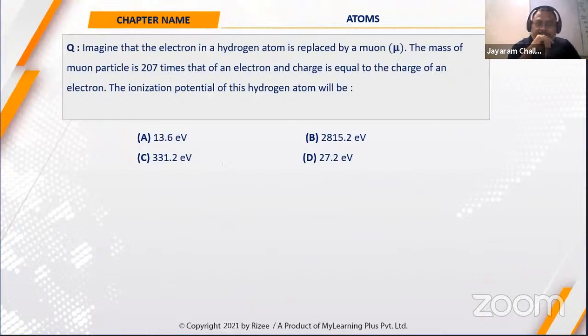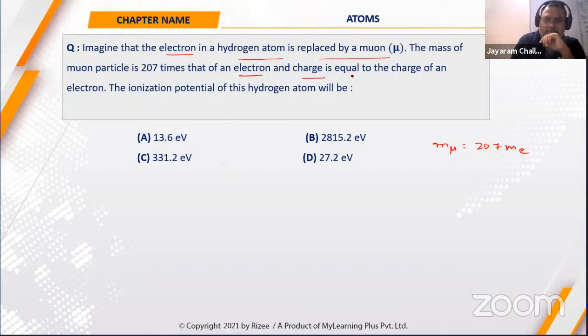Now, since it's in an orbit, fine. When we see this type of question, this is one of the important model questions that will be asked. Imagine an electron in a hydrogen atom is replaced by a muon. The mass of the muon is given as 207 times the mass of an electron. The electron charge and the muon charge are almost the same.